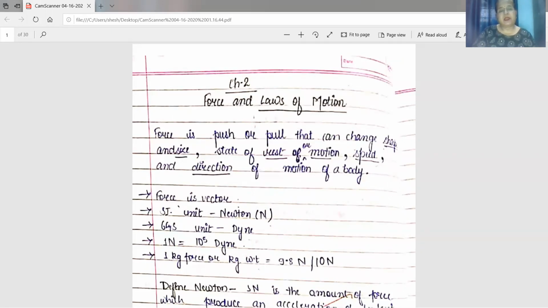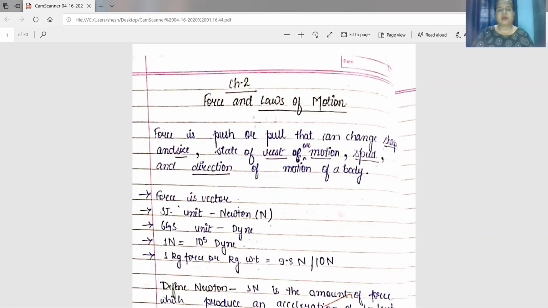So force can bring four effects. It can change the shape and size of an object. Second, it can change the state of rest or motion of a body. Third, it can change the speed of a body. And fourth, it can change the direction of motion of a body.